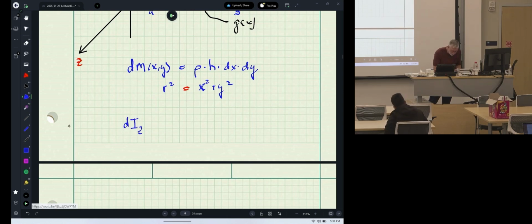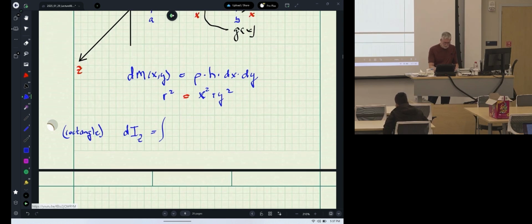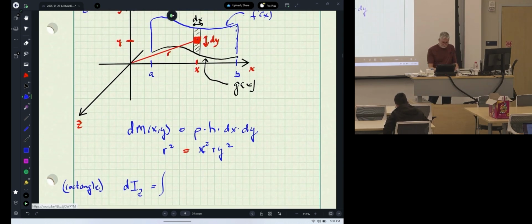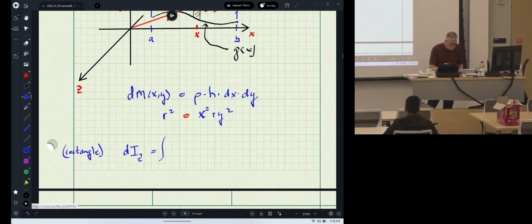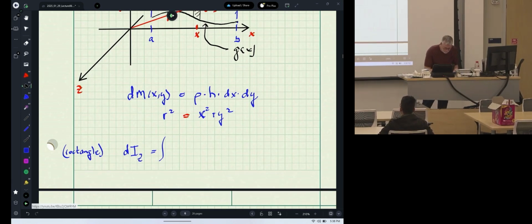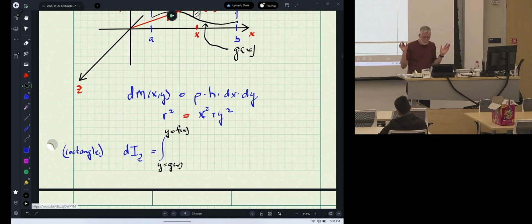So this is for the rectangle. This is going to be the integral, and we're integrating in y. In y, it starts at g of x and goes all the way up to f of x. I'm going to write that in a way that makes it easier to keep track that we're integrating in the y direction. But we're just adding things up. That's all integrals are.